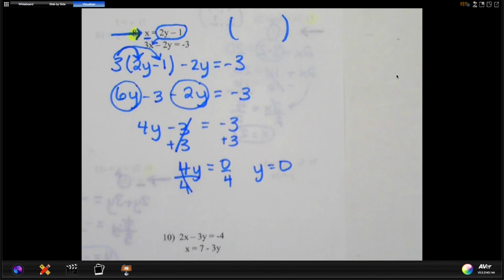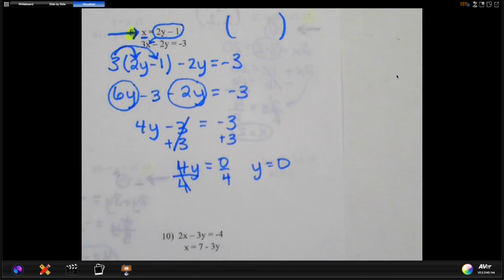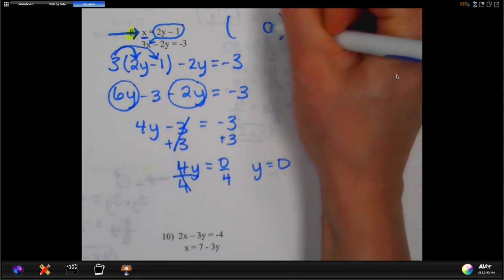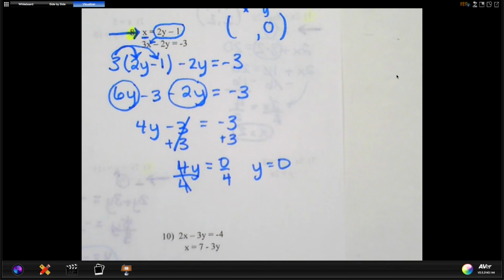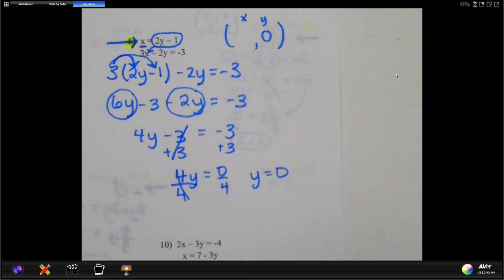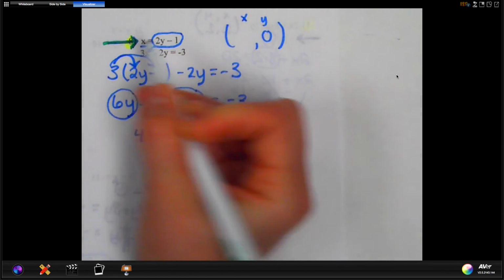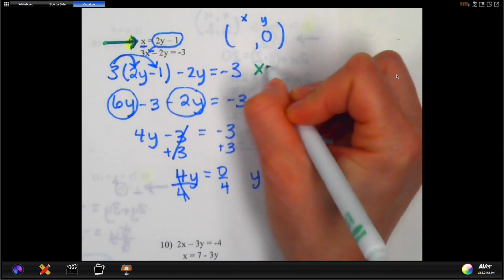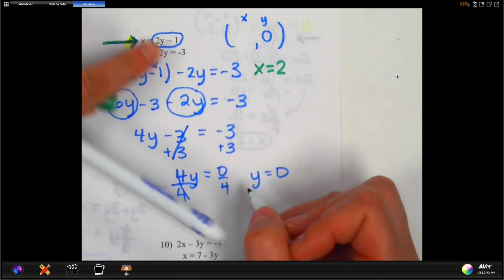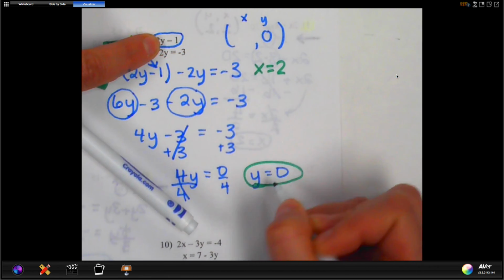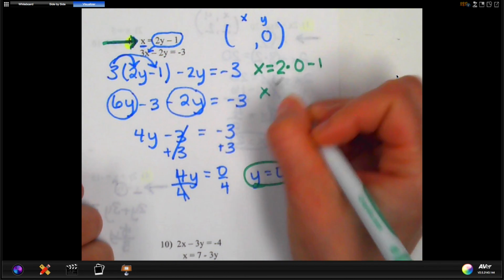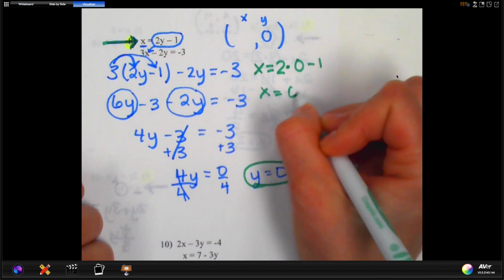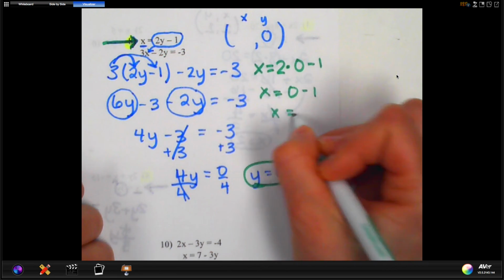Okay, is that the first or second part of our answer? Oh, y is the second part. X would be the first part. So we have to go back and find x now. All right, use that original equation that we started with right here. So x equals 2, now instead of y, we're going to use our answer here. So times 0 minus 1. Well, 2 times 0 is 0 minus 1. X equals negative 1.